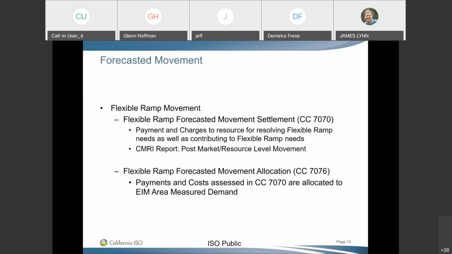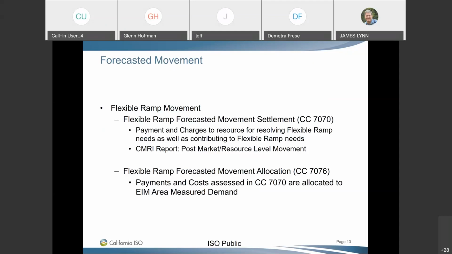And the reason why I put it as payment or charge, it really depends upon two things. One is the direction of the forecasted movement in relationship to the net load, and then what the flexible ramp opportunity costs are. If you're going in the direction of the net load and you have forecasted movement up, more times than not, you will have an opportunity cost for flexible ramp up, but not necessarily an opportunity cost for flexible ramp down. And therefore, you should get a payment for this forecast movement because you're helping to resolve the net load change.